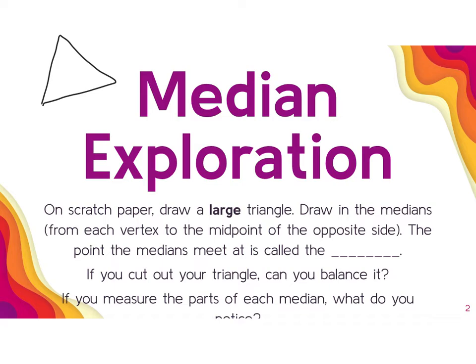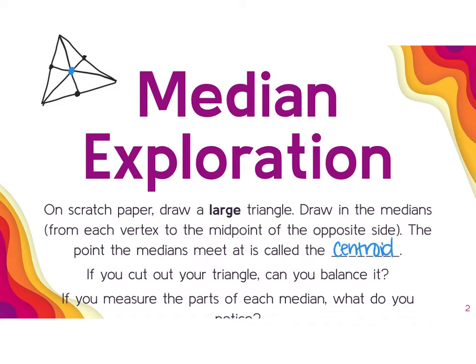Then you're going to draw in the medians. If you have a ruler, that's best to make sure you're finding exactly where each of the medians are. Once you find that midpoint, you'll bring it to the vertex, and then you're going to do that for the other two sides. What you should find is that they are concurrent. Where these medians meet is called the centroid.